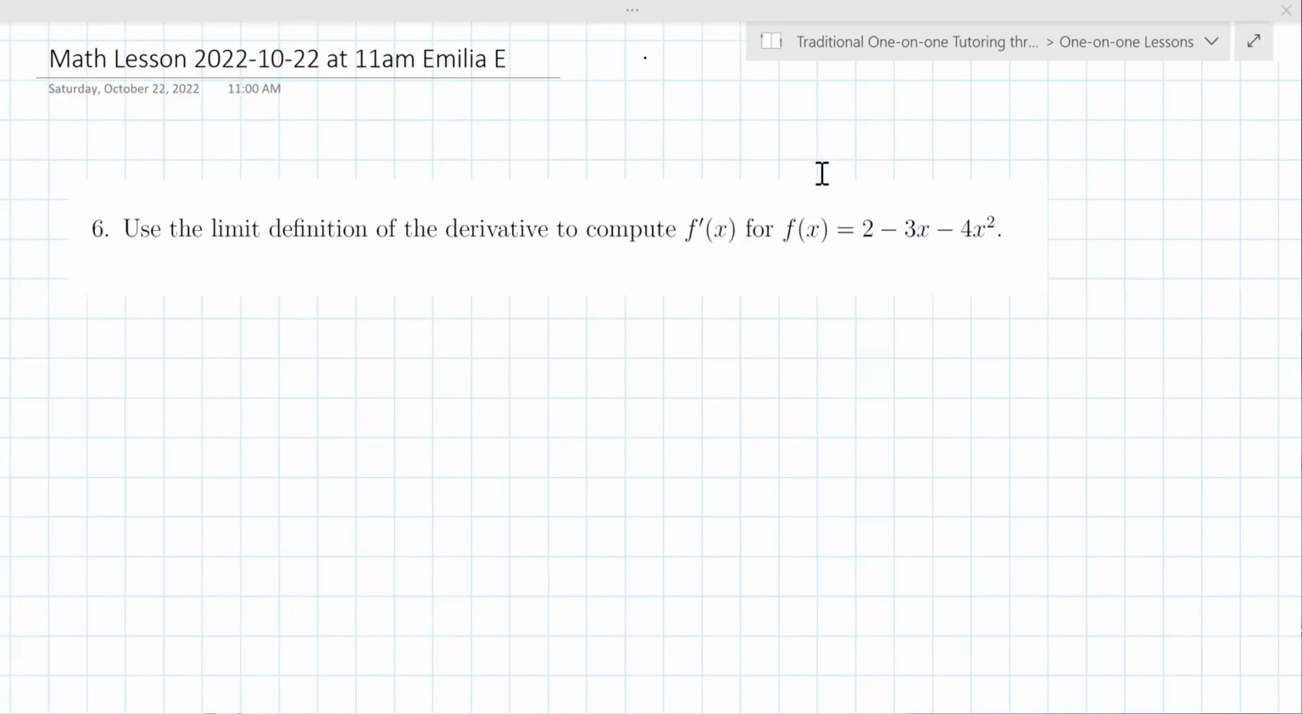Okay, I'm sharing my screen and we'll get started here. It says to use the limit definition of the derivative to compute f prime of x for f of x equals 2 minus 3x minus 4x squared. You're not allowed to use the power rule.